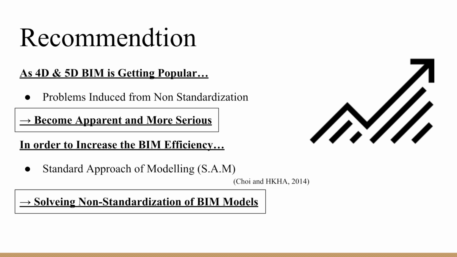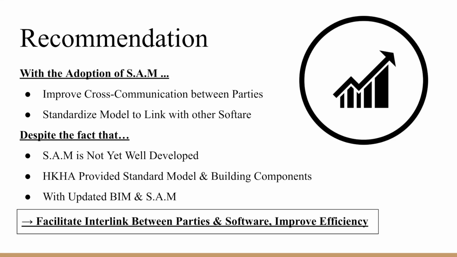In order to increase BIM efficiency, the standard approach of modeling (SAM) must be adopted to solve the non-standardization of BIM models. With the adoption of SAM, it can improve cross-communication between parties and standardize models to link with other software. Despite the fact that SAM is not yet well developed, HKHA has already promoted SAM with standard model and building component. With constantly updated BIM versions and SAM, facilitating interlinking between parties and software is possible and improves the efficiency of BIM.